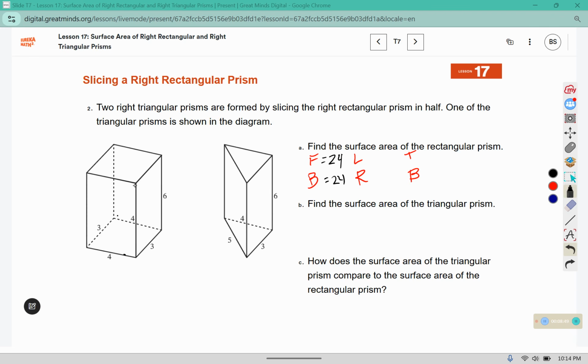The left and right sides are 3 wide and 6 tall. 3 times 6 is 18. The top and bottom are 4 by 3s, which is 12.